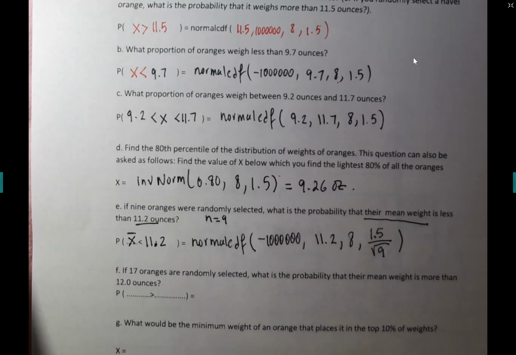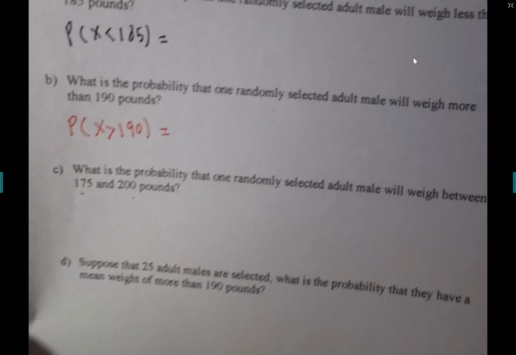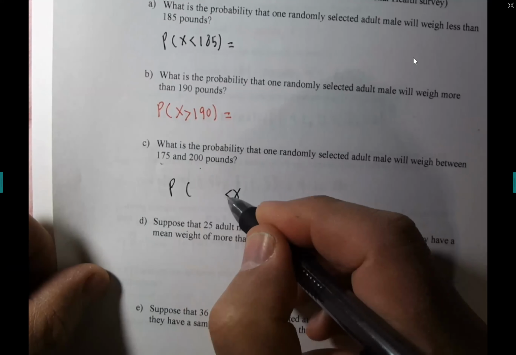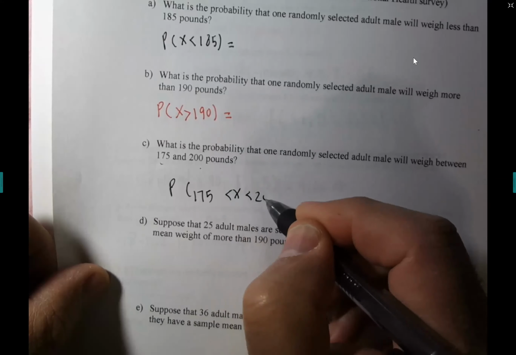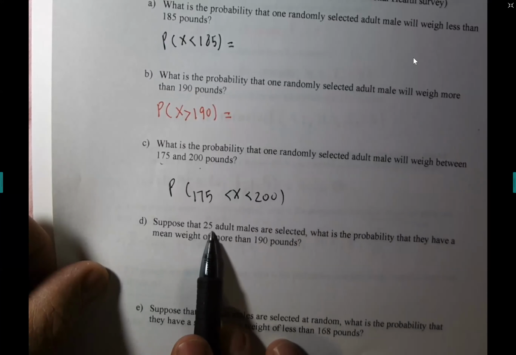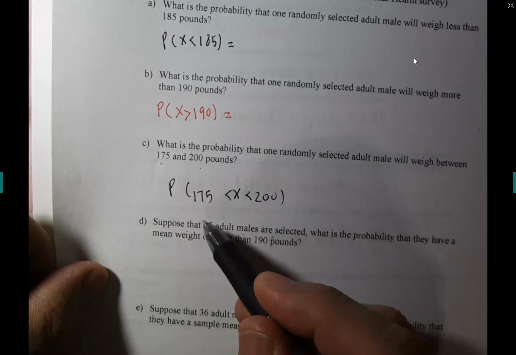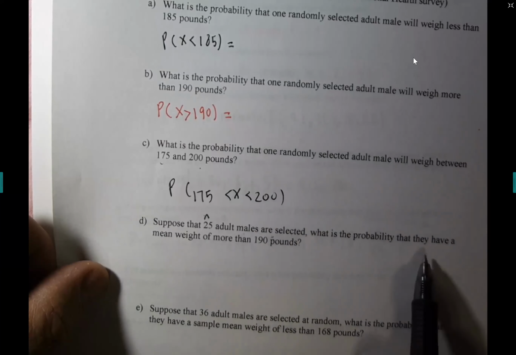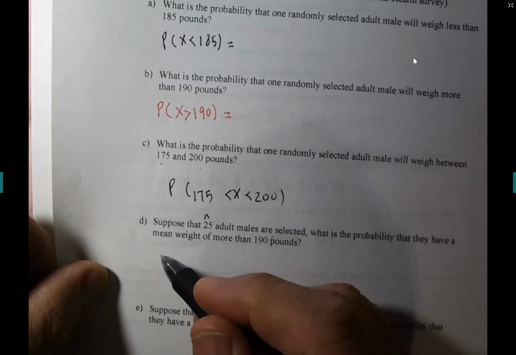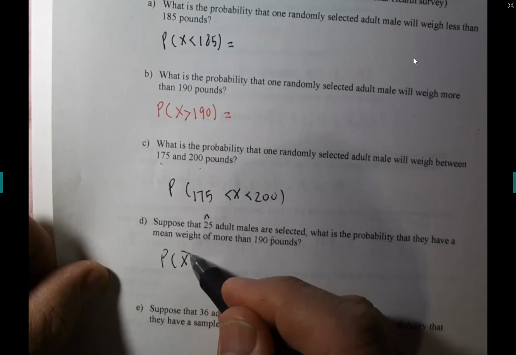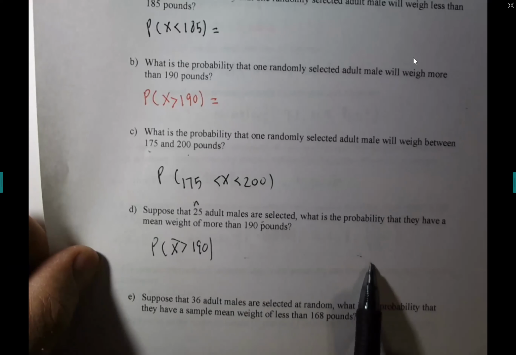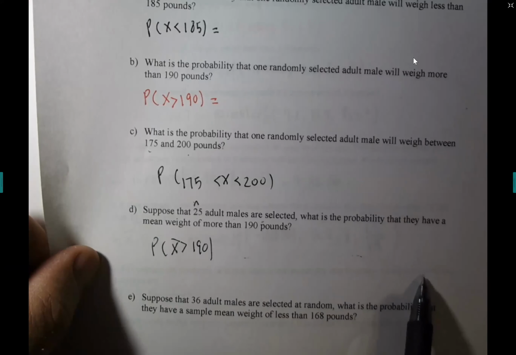Now, let me show you a question similar to E in the assignment. So this is a probability of X between 175 and 200. Let me just do that. Okay, look here. D. Suppose that 25 adult males are selected. So N is 25. What is the probability that they have a mean weight of more than 190 pounds? So guys, you'll be answering the question about X bar here. So just remember, when you run your normal CDF, make sure that your sigma will be sigma over square root of n here.